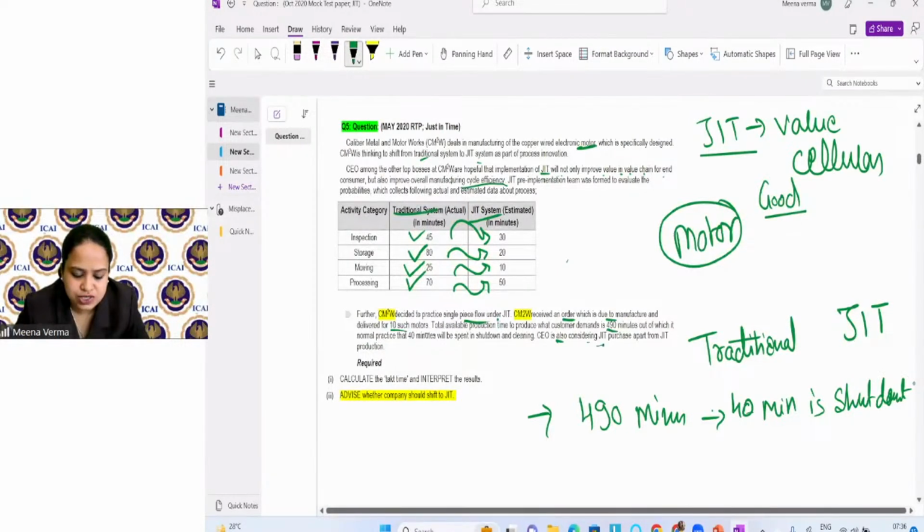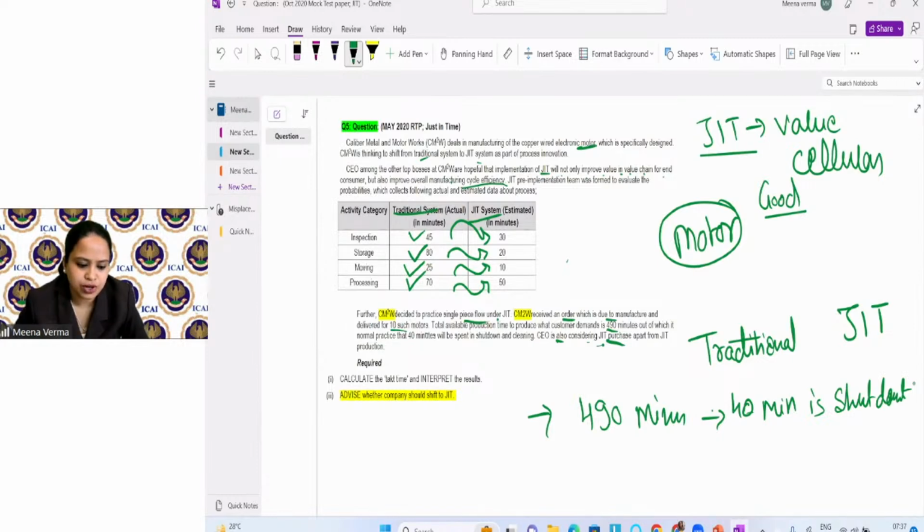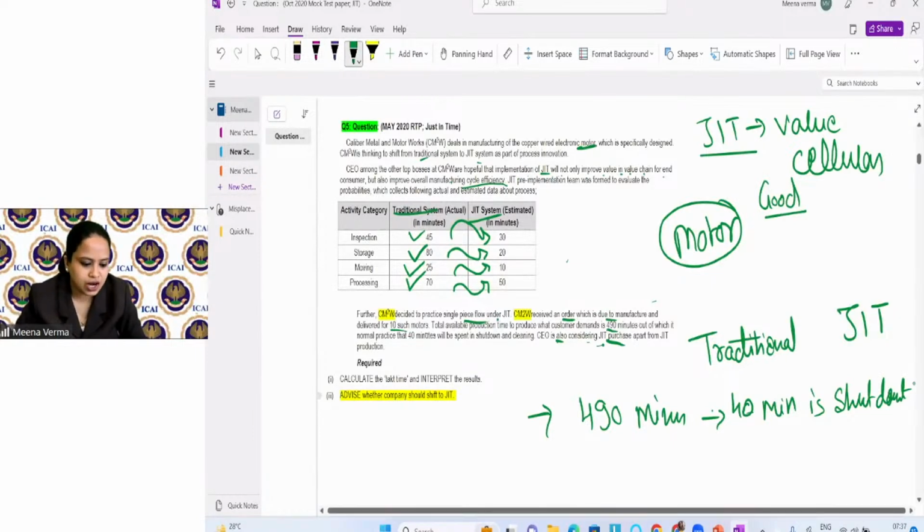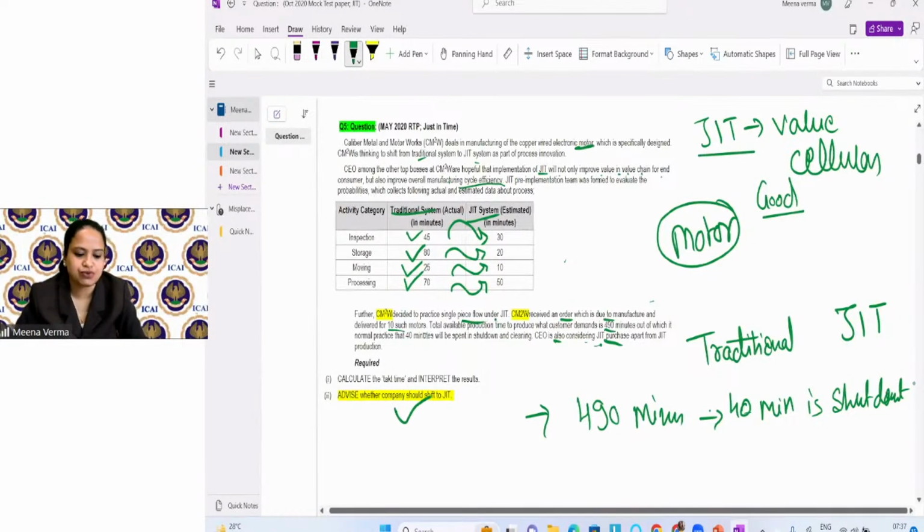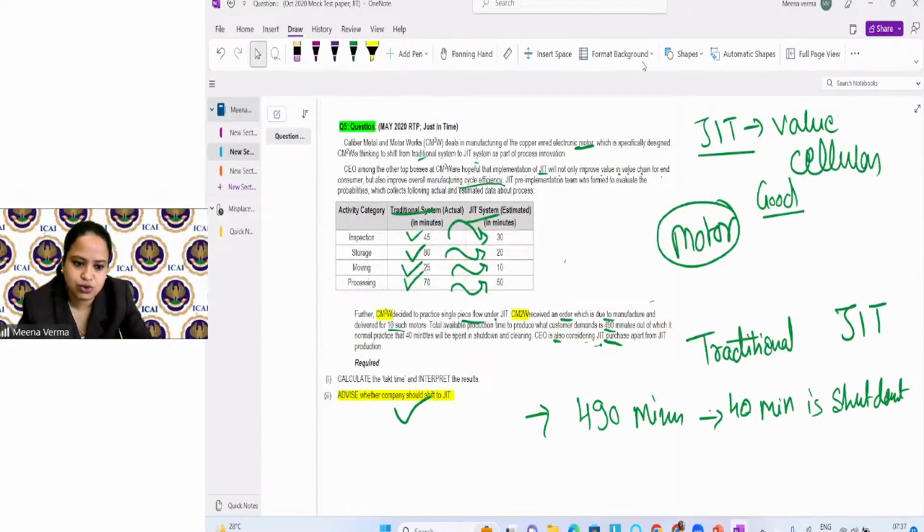The CEO is also considering just-in-time purchase apart from production. So they want to implement just-in-time in production as well as in purchases. Advise whether the company should shift to just-in-time system. Yes, tell me, is it okay to implement just-in-time system here? Tell me in comment.